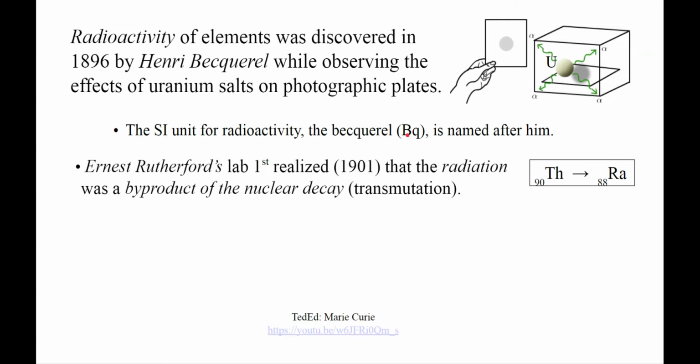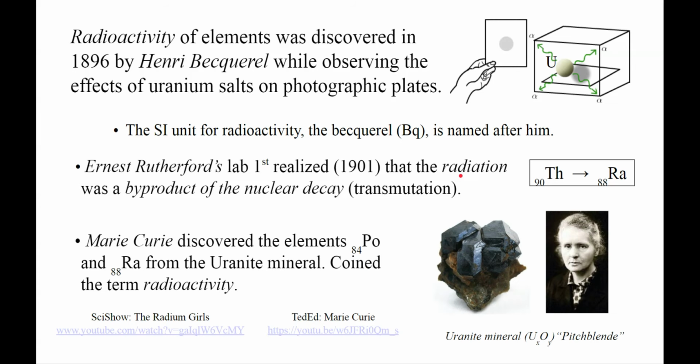And so a few years later, Ernest Rutherford, the gold foil experiment guy, his lab figured out that whenever you have something spitting out radiation, it wasn't free energy, it was at a cost. The element would always be transmutating. So the radiation was a byproduct of a nuclear decay, where in this case they observed thorium, which had an atomic number of 90, would turn into radium, which was only 88. So when things are radioactive, they're throwing out these dangerous particles, but at a cost of them converting into something else.